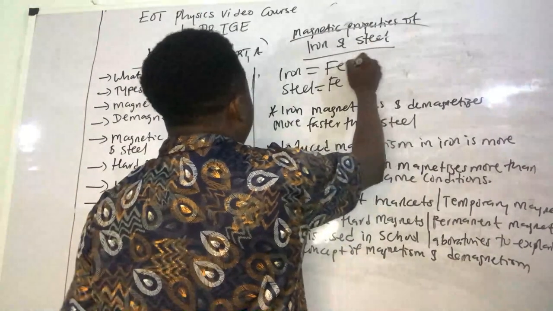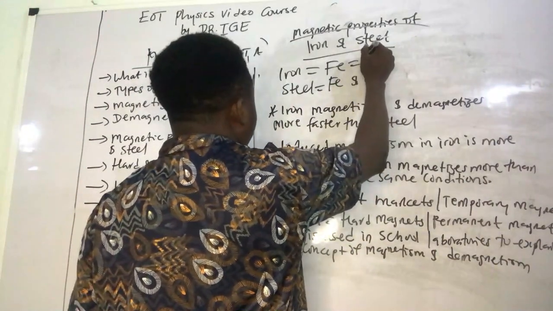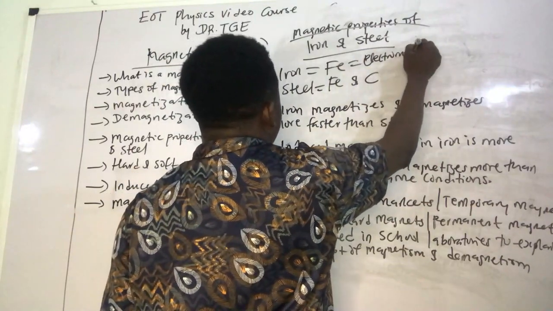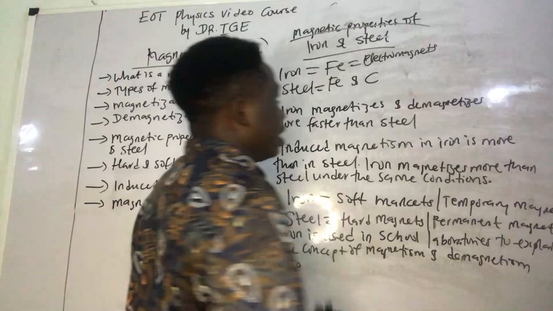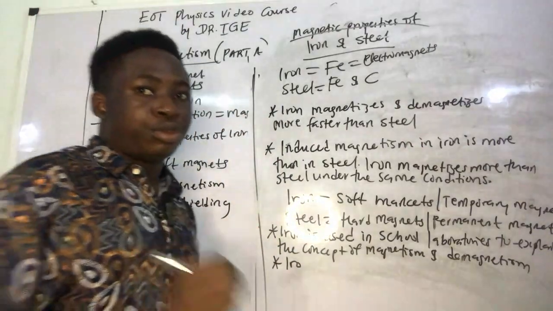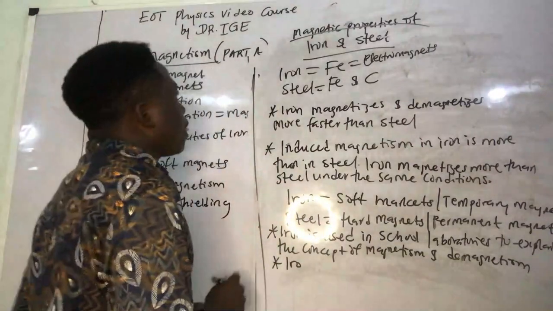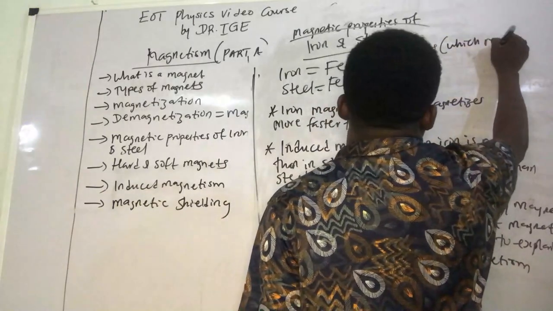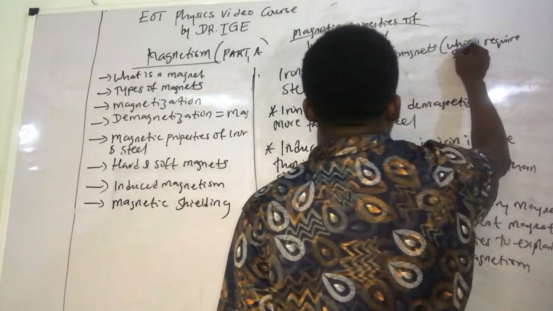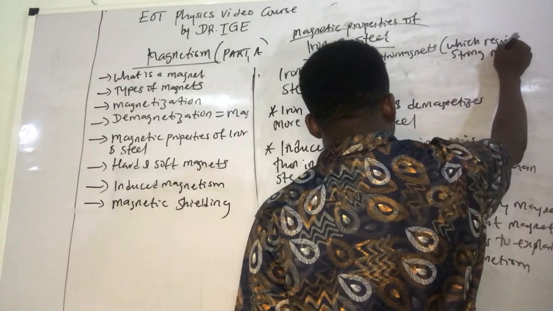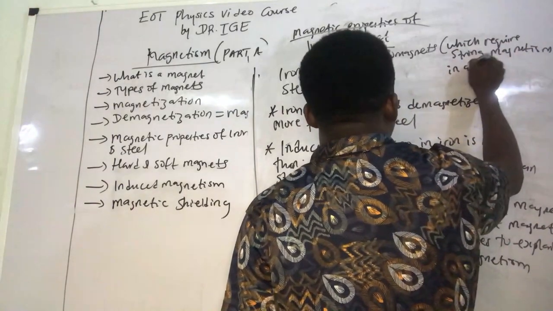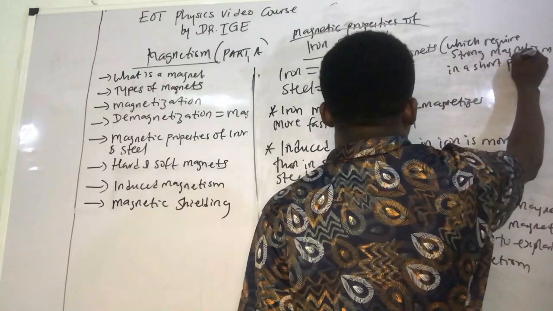let me just add it here. Iron is used for making electromagnets, which require strong magnetism in a short period. Do you understand?